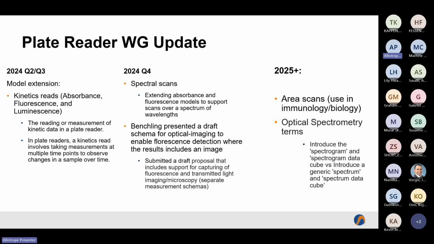And next year, area scans. So we've, I think, more or less got the complete set, at least of the ones that I'm aware of, in terms of scan types over plate readers, and then some clarification on optical spectrometry terms. There's discussions about how we handle spectrograms versus spectrums. So again, semantics, but kind of the job for ontologies.